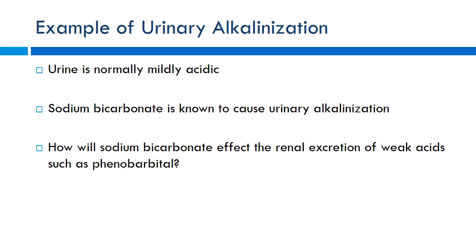Okay, because urine is normally going to be more acidic, usually in that 5.5 range, maybe up to 7-ish. But if I were to give a weak acid, say we're using something like phenobarbital, an old-school anti-seizure medication that is also a weak acid, if I were to alkalize the urine, what would happen to the reabsorption of that?